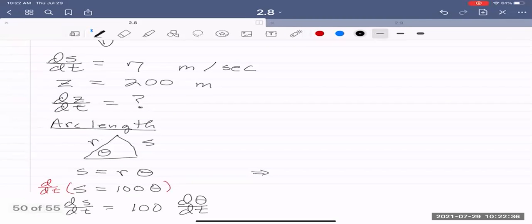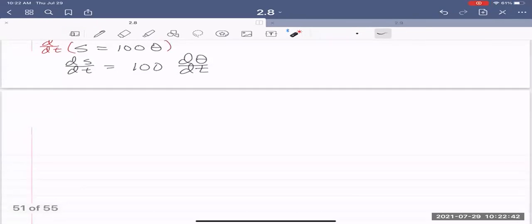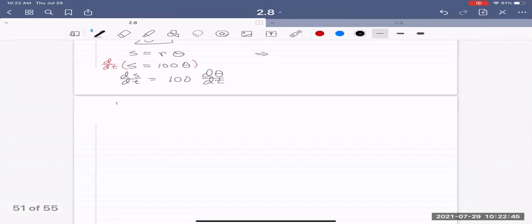I know what ds/dt is. ds/dt is 7. And so I have 7 is equal to 100 d theta/dt. So d theta/dt is 7 over 100.